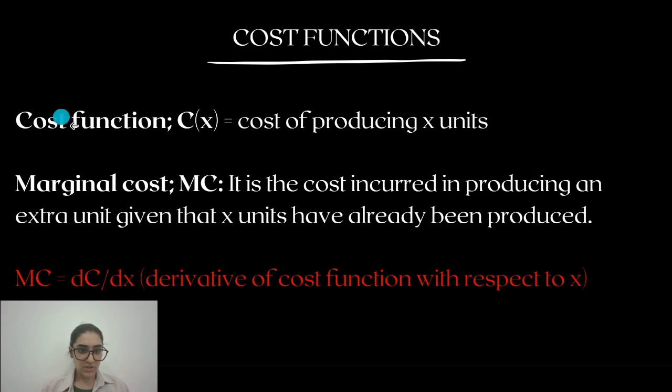Starting with the cost function, which is C of x. What is C of x? C of x is the cost of producing x units. Now, x units is our input here. When discussing cost functions, we have to analyze our input, which is x units. If we input x here, this will give the cost of producing these x units.